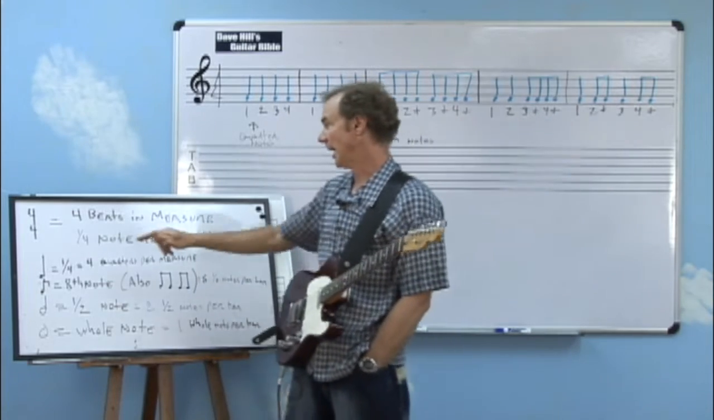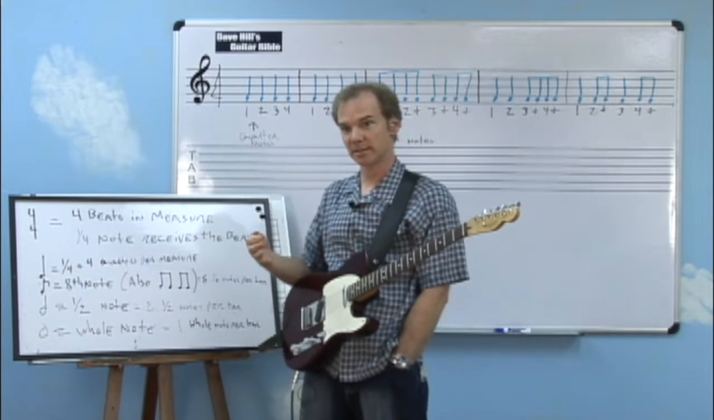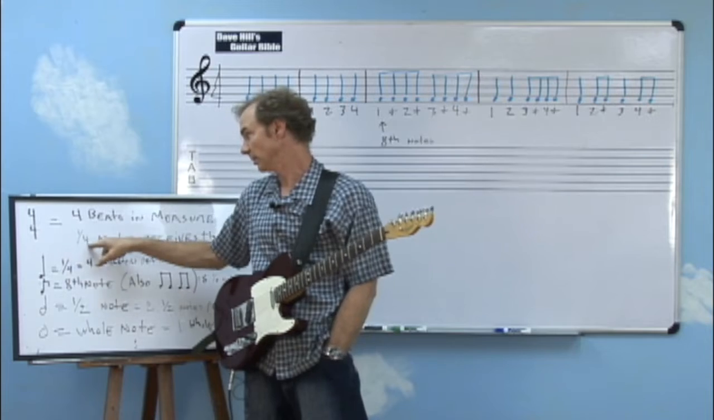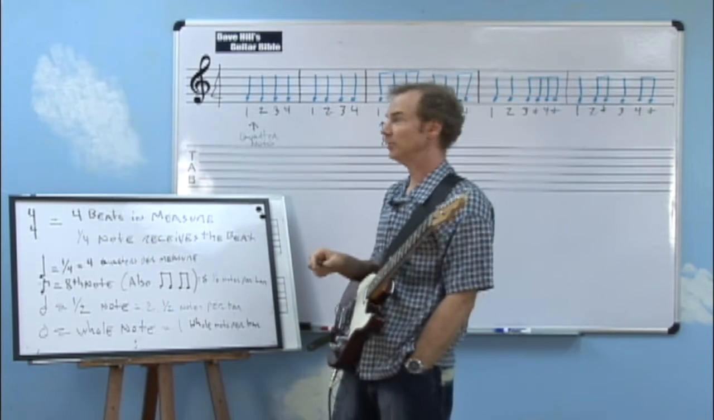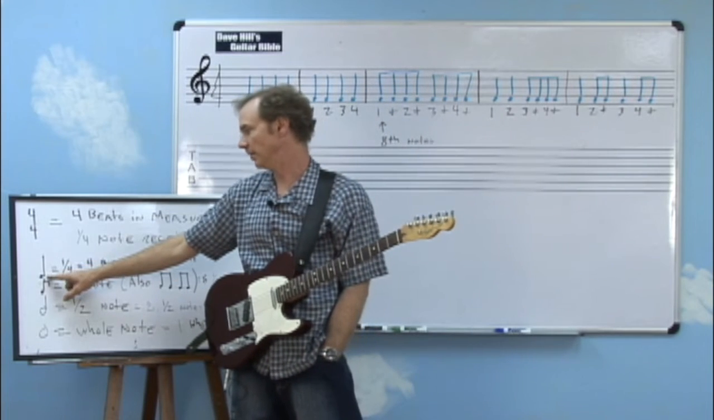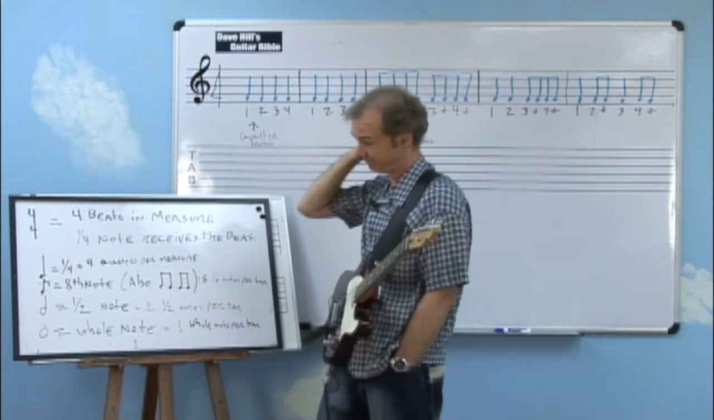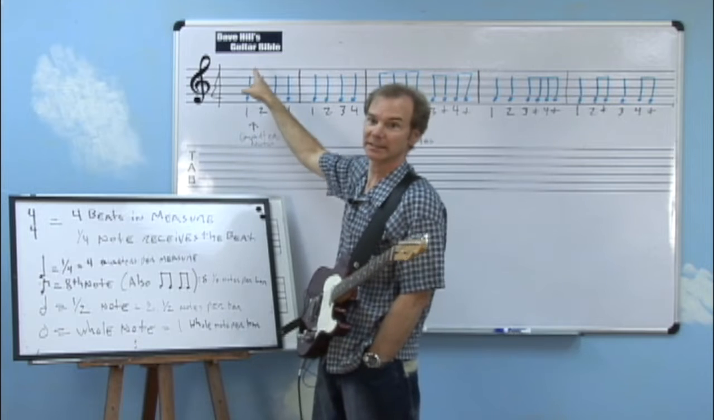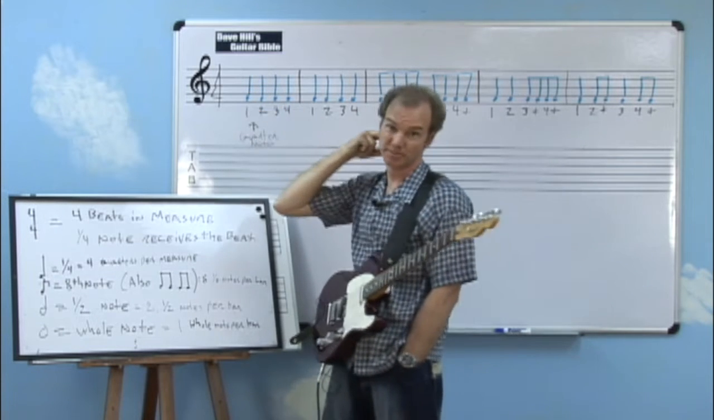And what the bottom number represents is what note receives the beats. So in 4/4 time, the quarter note receives the beats. Now what that means is I'm going to show you what a quarter note looks like. A quarter note in music notation is written like a little circle with a stem connecting to the note head.